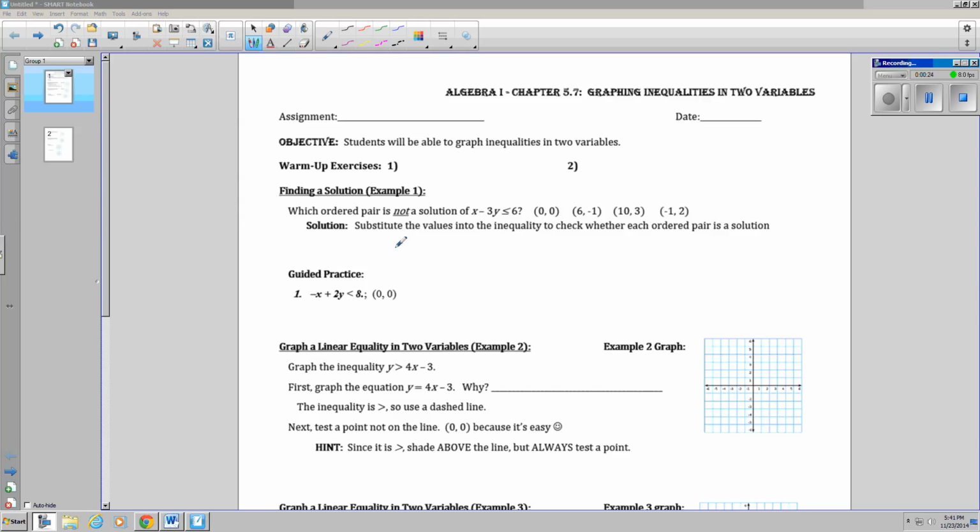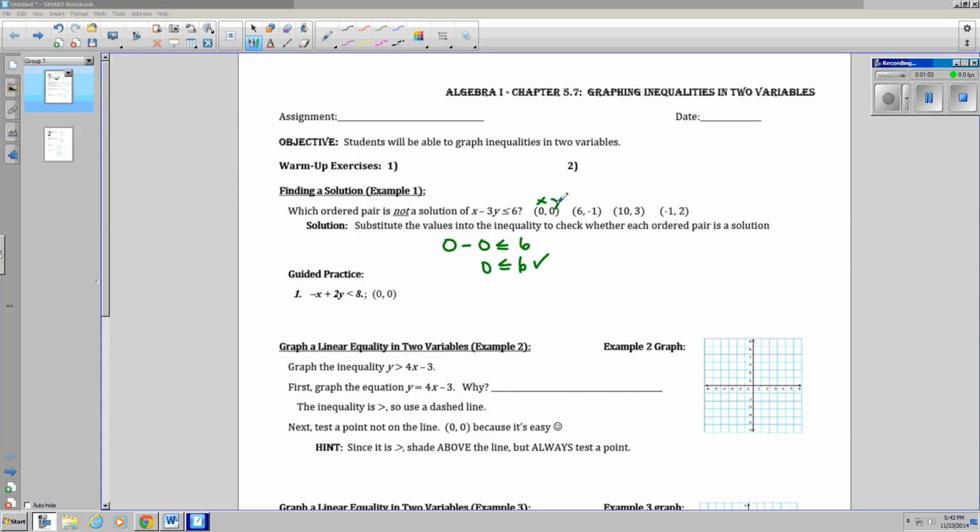It says, which ordered pair is not a solution of x minus 3y is less than or equal to 6? So we have these four choices, and the solution will be to just substitute the values into the inequality to check whether each ordered pair is a solution. So let's put the 0 and 0 in for x. Remember, this is our x, and this is our y. So put 0 in for x, 0 in for y, and we get 0 minus 3 times 0, which is 0, is less than or equal to 6. And 0 is less than or equal to 6. That one is true. So this one is a solution, but let's just be safe and check our other ones.